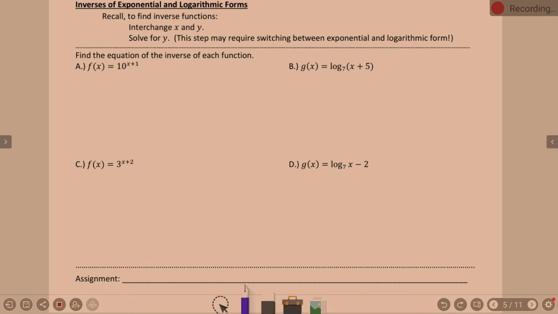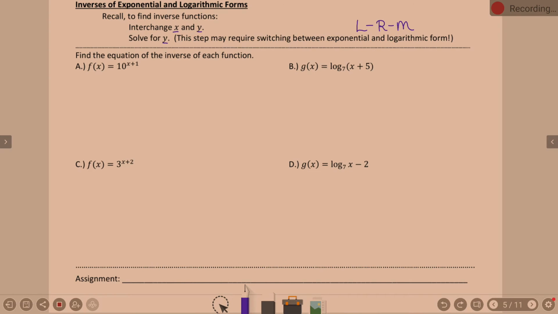If it's an equation, the first thing we're going to do is switch, or I use the word interchange, x and y. We're going to put x where y was, y where x was, and then we're going to solve for y. Now, the reason this is a little bit different this time, when we go to solve for y, notice on my note here, it may require switching between exponential and log form. Or in other words, we may be doing some left, right, middle today.